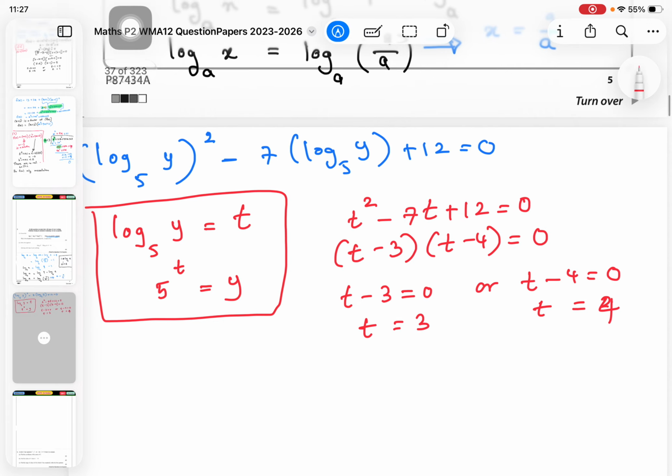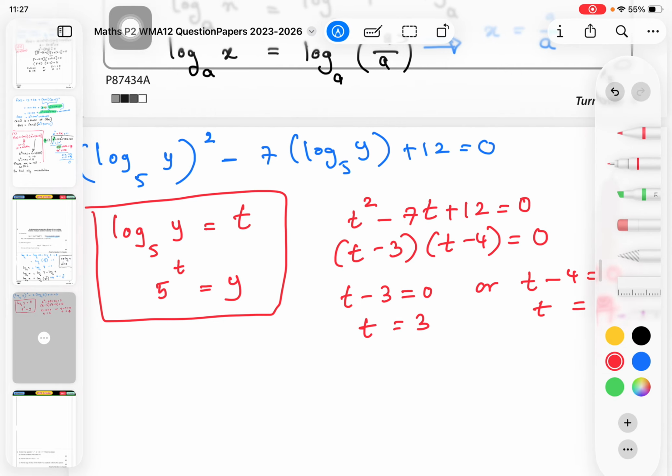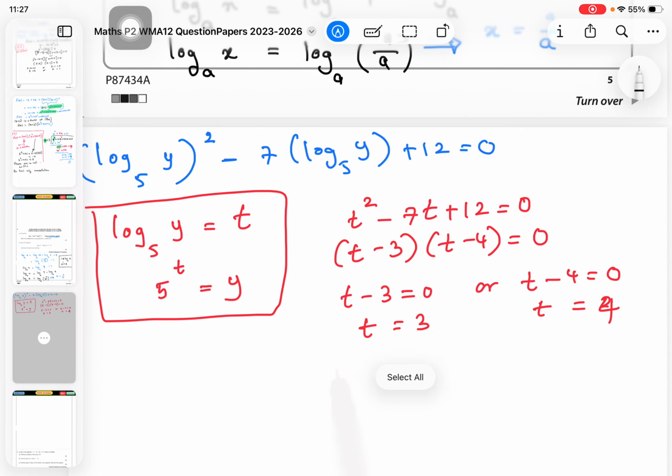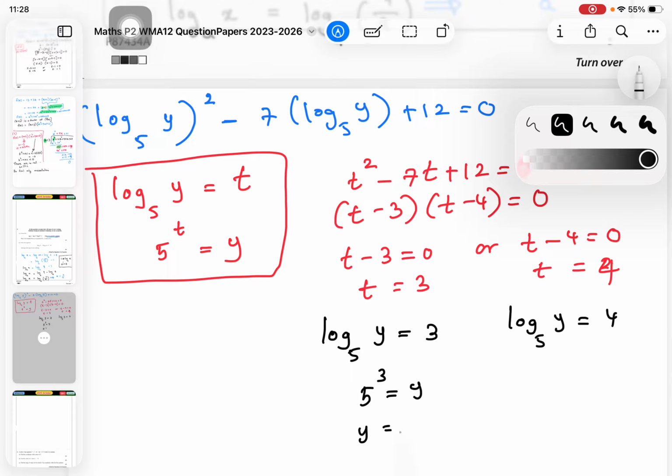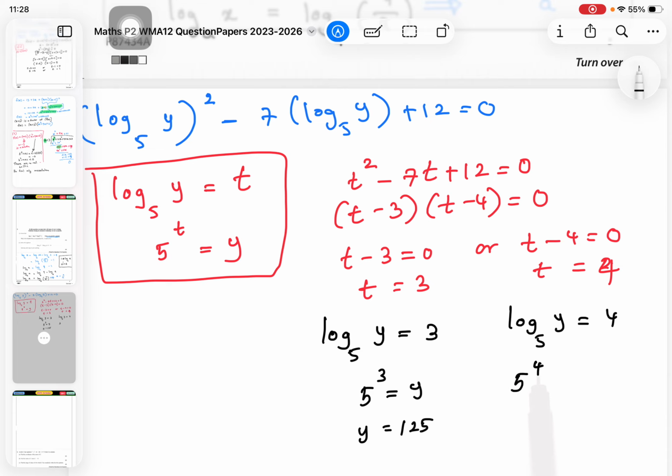Now let's substitute back what we have, because we just named it t to make our life easy. So log 5 to the power y equals 3. The other one is log 5 to the power y equals 4. Here, 5 to the power 3 is y, where you can see y is going to be 125. Here, 5 to the power 4 is y. In this case it's going to be 625.